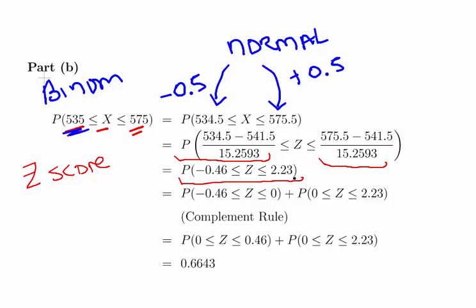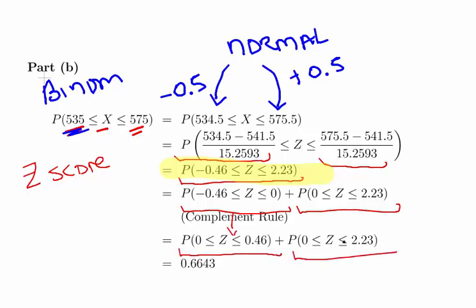So essentially what we are dealing with is an interval of minus 0.46 to 2.23, on a standard normal distribution. You can split this up into two intervals and then apply the complement rule to make it a little easier. At this stage this is using the tables. You should be getting an answer of close to 0.6643. So that's it there.